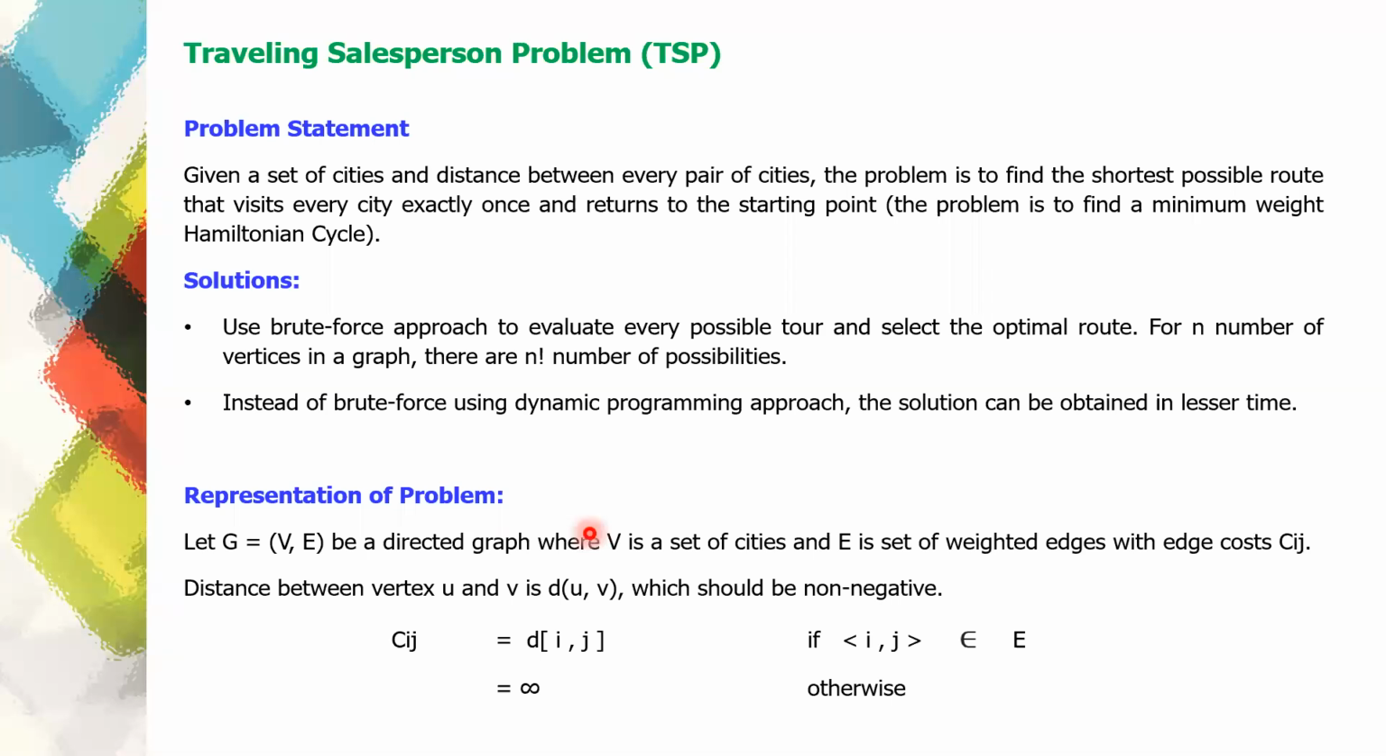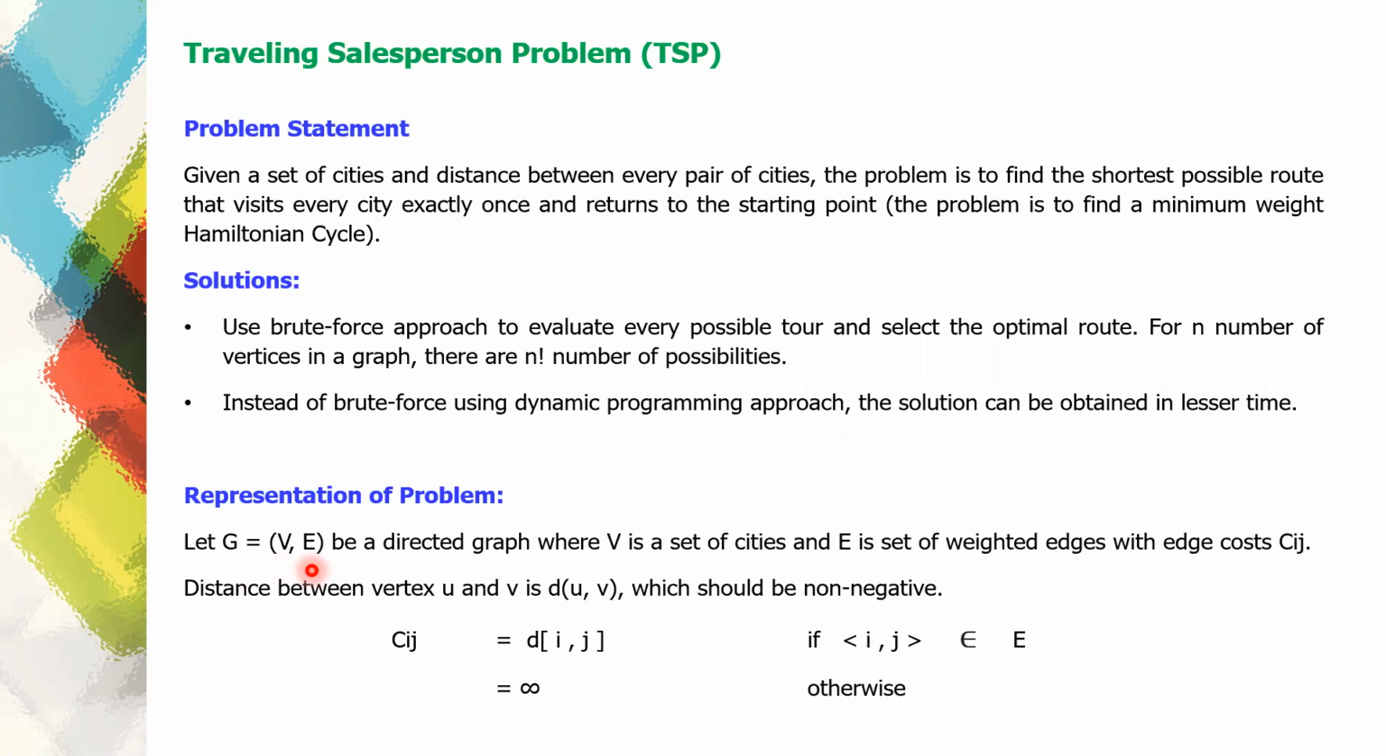So for the given set of cities and distances, we are going to represent this information by using a graph. And this graph will be a directed, weighted graph. That is, this graph G will have a set of vertices and a set of edges, V and E. V is the set of cities and E is the set of routes between every two cities. This is how we are going to represent the information.